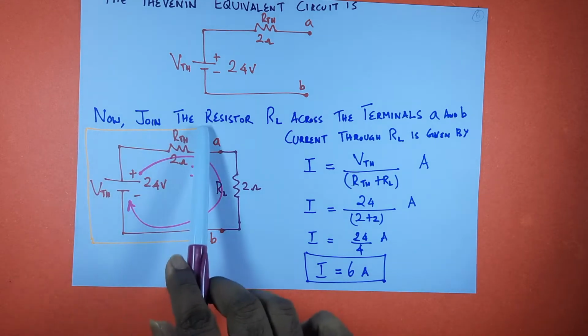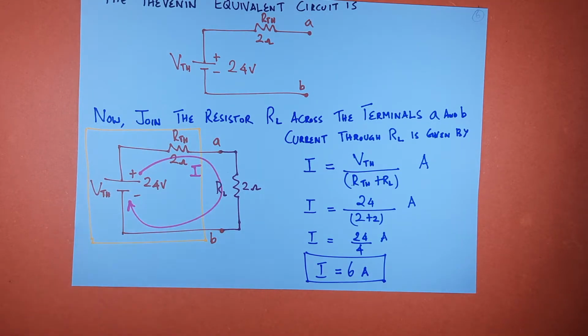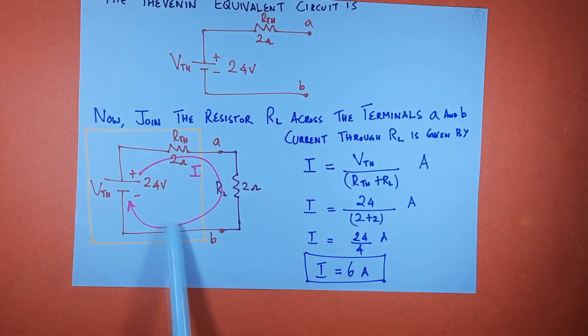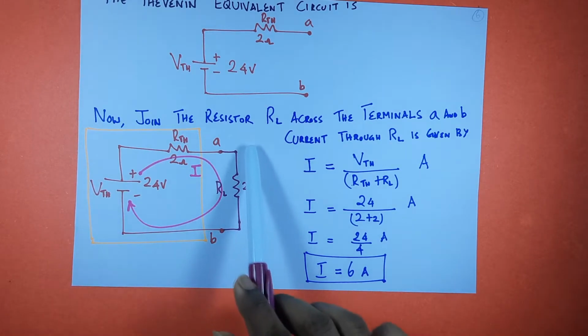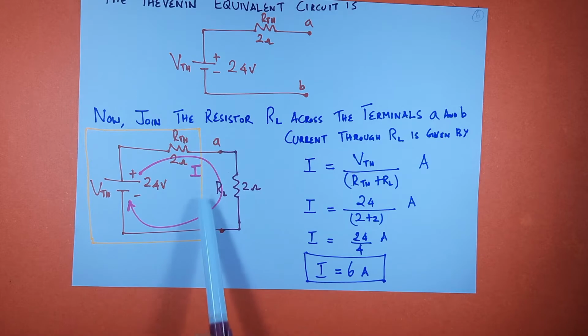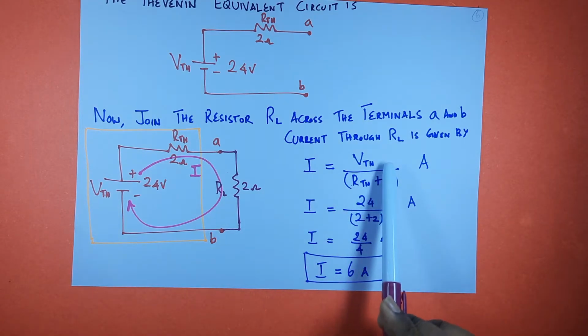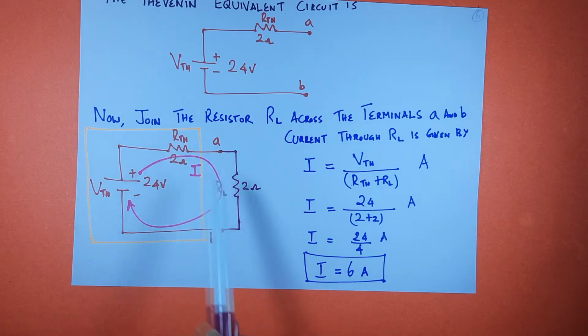So this enclosed region is your Thevenin equivalent circuit. Current starts from the positive terminal and reaches the negative terminal. We have to find out what is the current flowing through this. Of course, current through RL is given by, you can apply Ohm's law, I equal to V Thevenin divided by the sum of these two resistors, V Thevenin divided by R Thevenin plus RL, ampere.